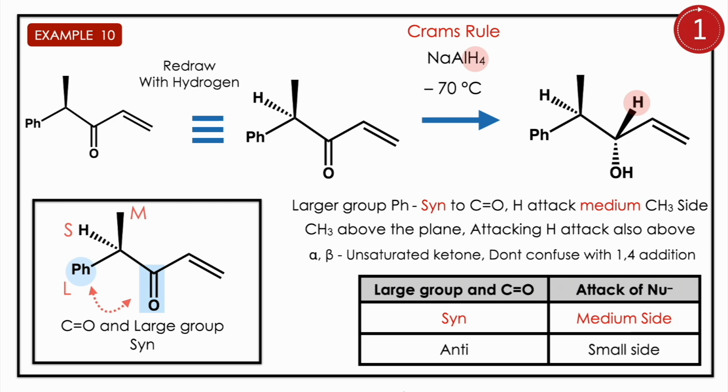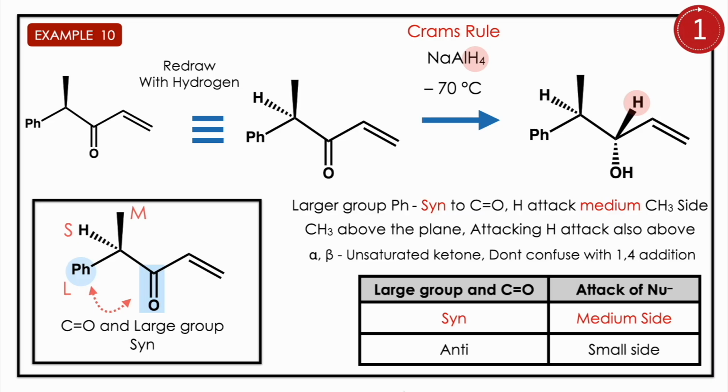Here the starting material is a carbonyl. It has an alpha chiral carbon and the attacking species is a nucleophile. Since there is no coordinating species, Cram's rule will be applied. Here on the other alpha side you have an alkene. So it is an alpha beta unsaturated ketone. So don't confuse it with 1,4 addition. Here our focus is Cram's rule. Here it will go 1,2 addition.